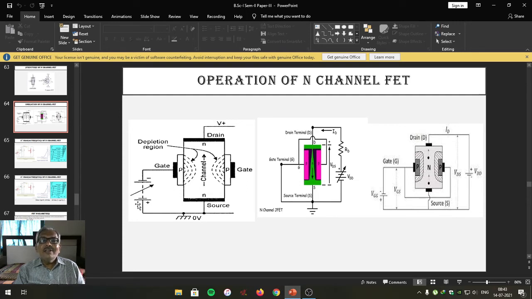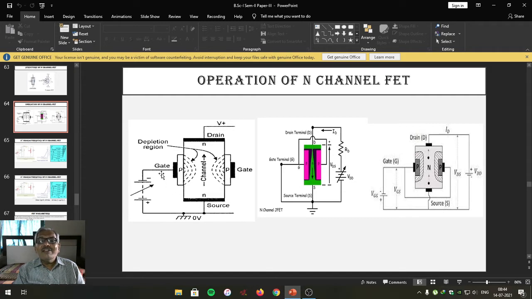Now increase VGG, so that VGS is going to increase. As gate and source are reverse biased, the junction formed between the P region and N region is also reverse biased. Same is the case here also. This P region, which is treated as the gate, and the N region, in between them there is a junction, which is also reverse biased.